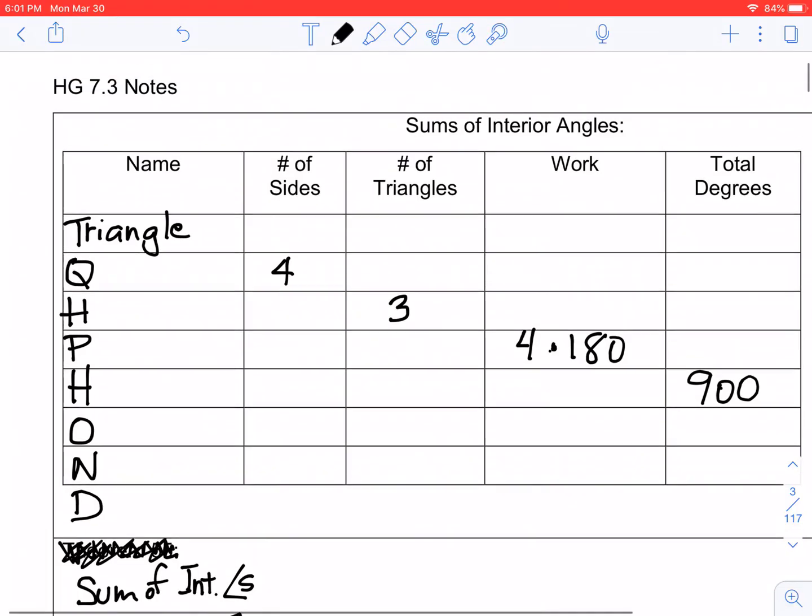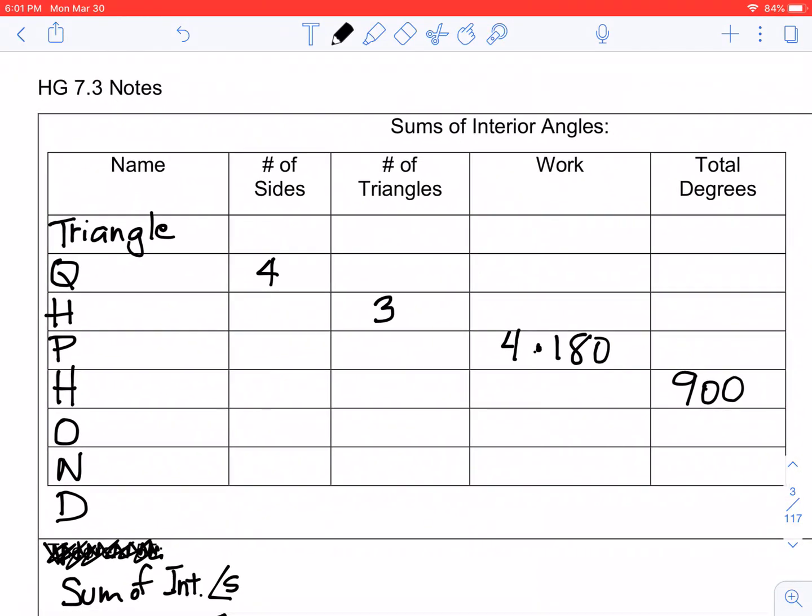Here goes today's lesson 7.3 in Honors Geometry. Today we're working with interior and exterior angles. So your goal is to look specifically at finding sums of interior angles and sums of exterior angles.